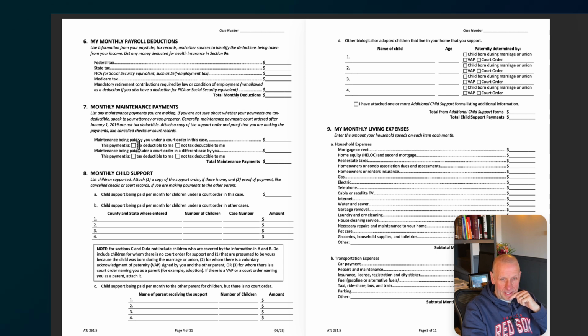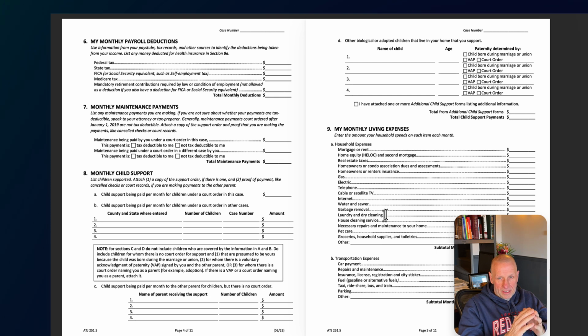Here, if you're paying maintenance or you're receiving maintenance, this is where you're going to make indication of that. Child support, this is where you're going to be filling out this information if you're getting it from some other source, etc. Your living expenses. Here's kind of a key. I want you to understand that this is not really an exact thing. You're using, again, your best judgment.